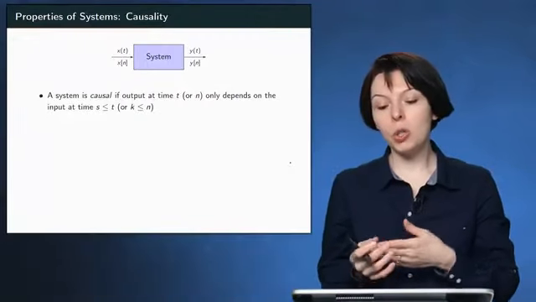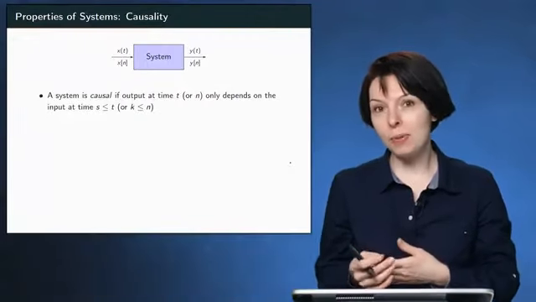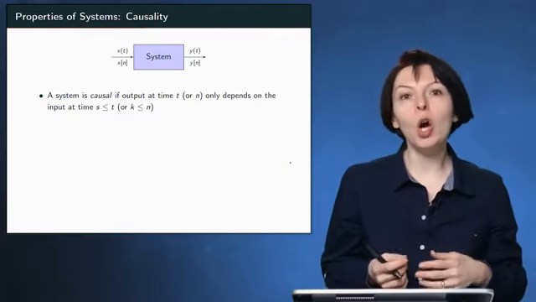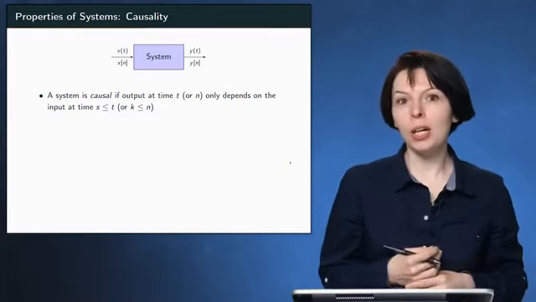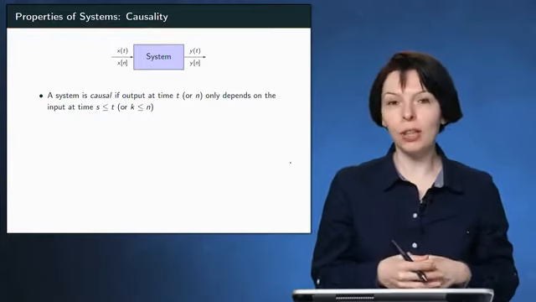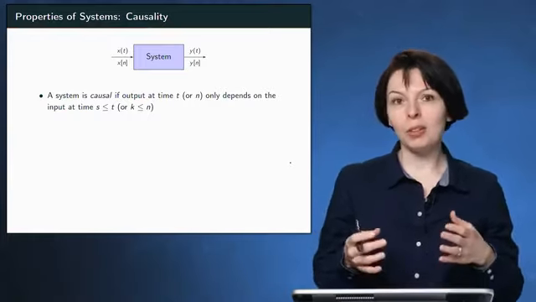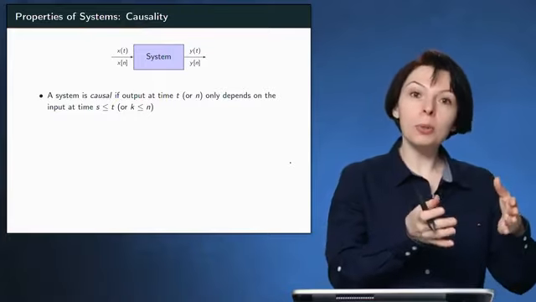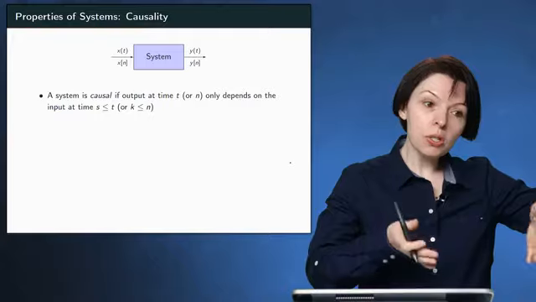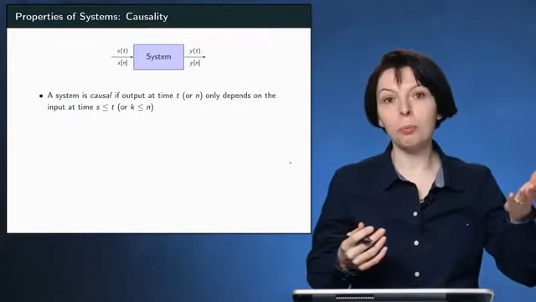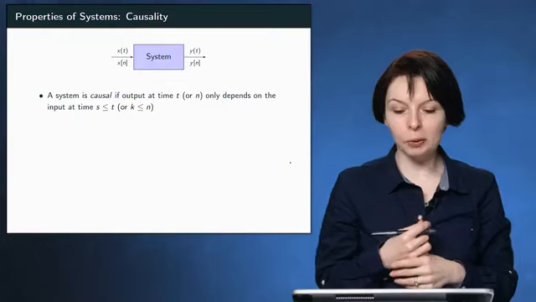For the discrete time case, or for the discrete time systems, a system is causal if the output at time n only depends on the input at time k, which is less than or equal to n. So the output of a system depends only on the input at the present time and the past samples of your input signal, or past values of your input signal.